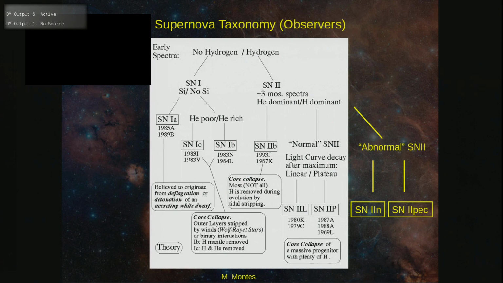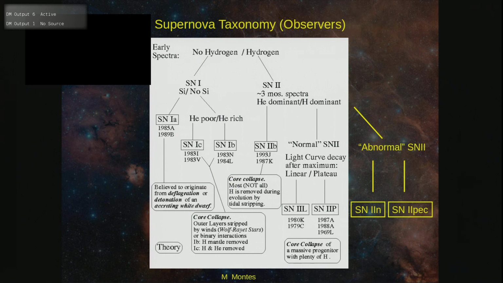If you don't see hydrogen, but you see a certain silicon feature, then you're a type 1a. If you don't see that silicon feature, then depending on how much helium you see, you're a 1c or a 1b. Over here, if you see hydrogen and a lot of helium, then you're a 2b. And if you see mostly just the hydrogen, then you're a normal type 2. And depending on what the light curve looks like, whether it's linear or a plateau, you can have these designations of a type 2L or P. Whole bunch of stuff for the observers to work out.